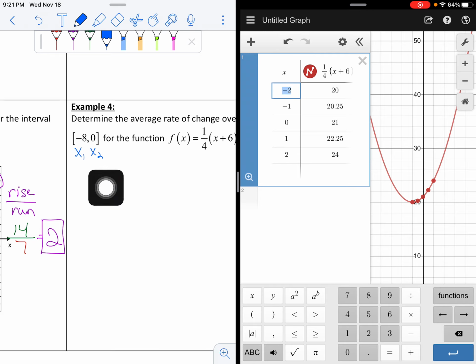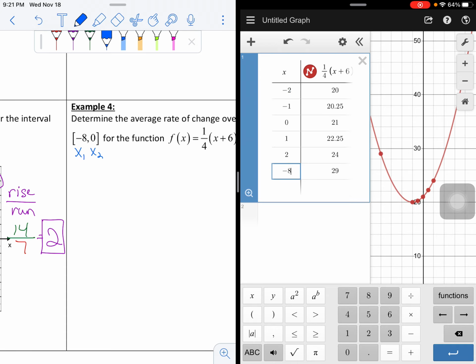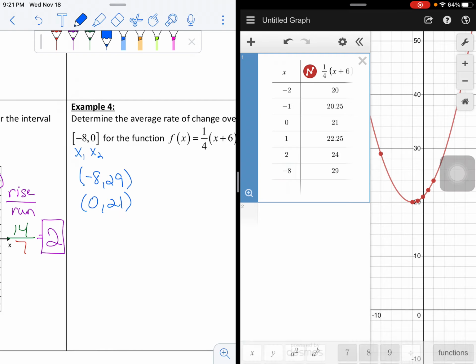Now, the table of values may not give you the x values that you're looking for, right? We need -8 and we need 0. So let's see, -8 isn't on my list, but I can tap down here in the blank spot of the table and actually type in -8, and it will give me the function value. So at -8, our function is at 29. So my ordered pair here, -8, 29. And I also need when x is equal to 0. Now that was part of my original table here. That's 0, 21. So 0, 21.